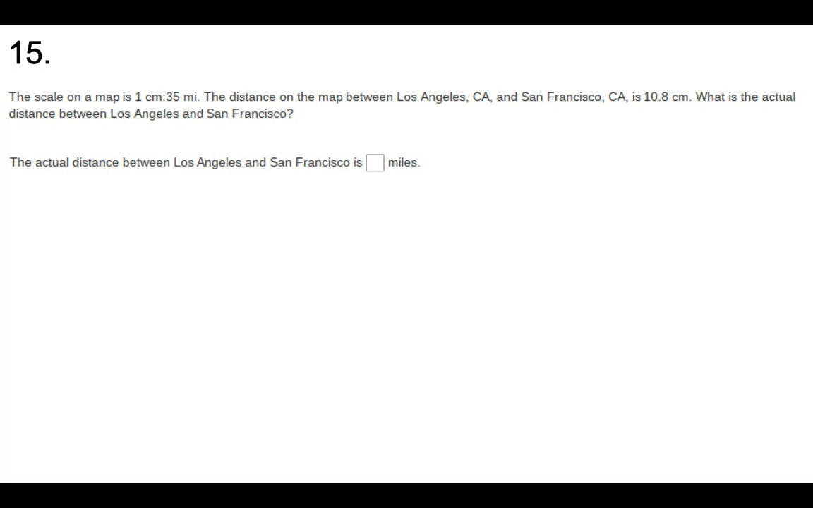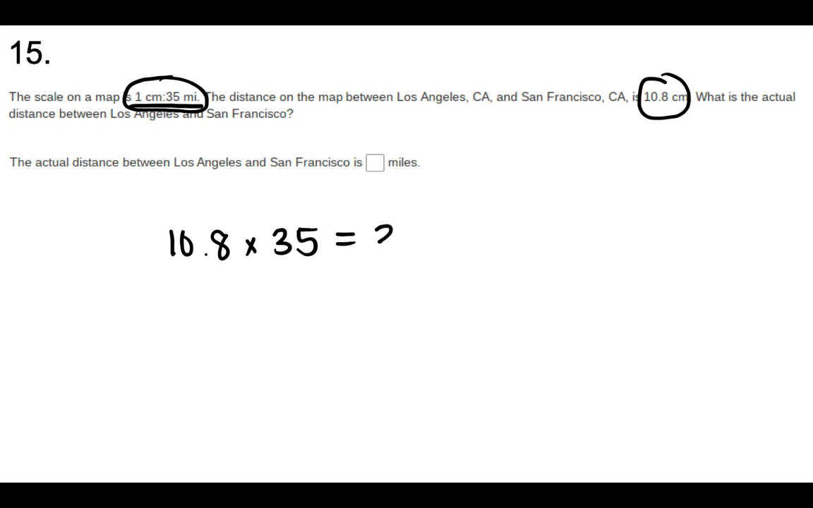Okay, so it says the distance is 10.8 centimeters. And it says that for every 1 centimeter, it's 35 miles. So all I'm going to do to get it into miles is I'm going to go 10.8 times 35, since that is what my scale's given me, okay? So 10.8 times 35 gives me 378 miles, which is our answer. All right, so that is number 15.